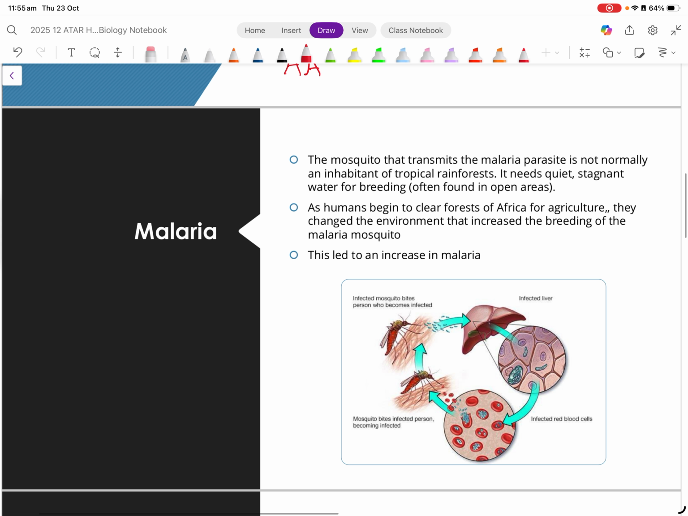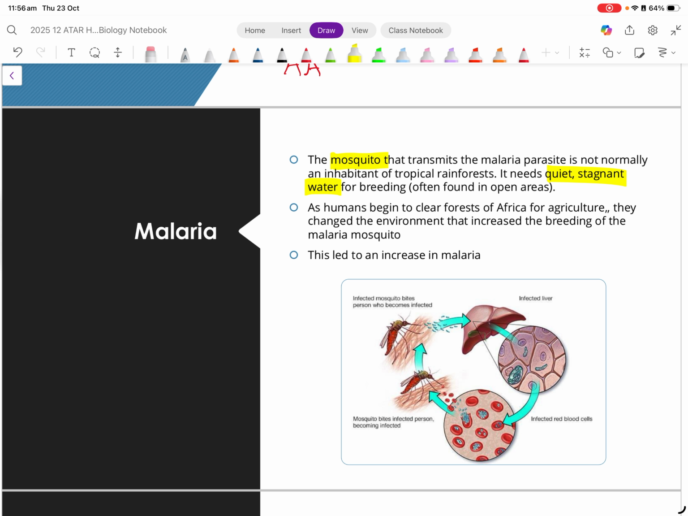So, before we can talk about sickle cell anemia, we really need to understand what it's going to protect people against in the case of a heterozygous advantage, and that disease is malaria. Malaria is spread thanks to mosquitoes, which transmit the malaria parasite. Now, this generally occurs in areas with tropical rainforests, as we need quiet stagnant water, so quiet water that isn't moving, and this allows for the breeding of that particular parasite.